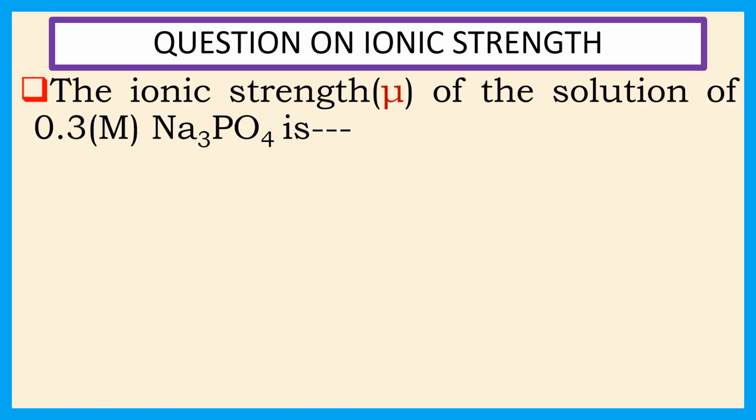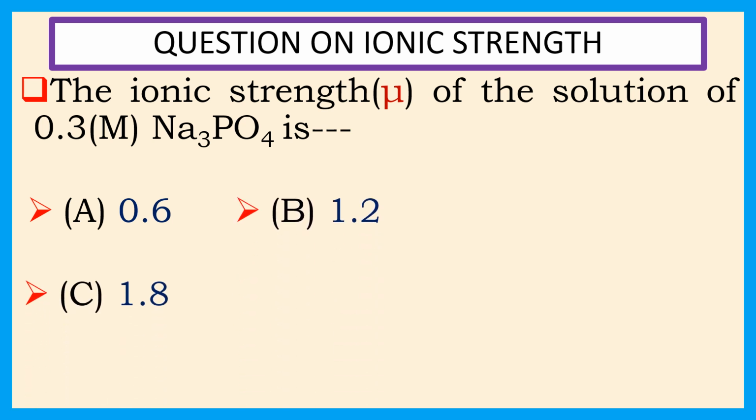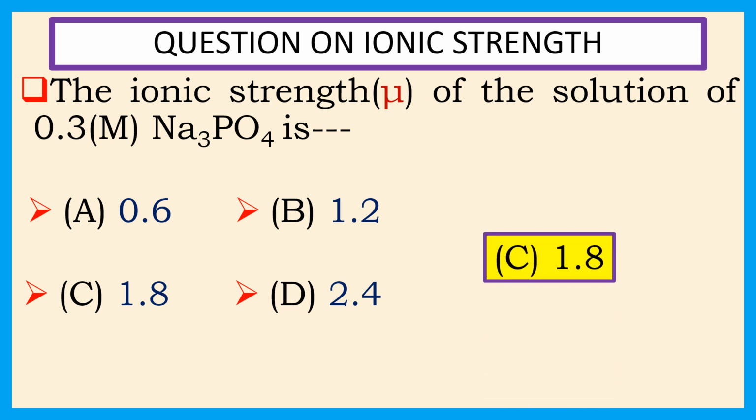Question on ionic strength. The ionic strength of the solution of 0.3 molar Na3PO4 is: choices are A 0.6, B 1.2, C 1.8, D 2.4. Answer is C, 1.8. Explanation we will see in the next slide.